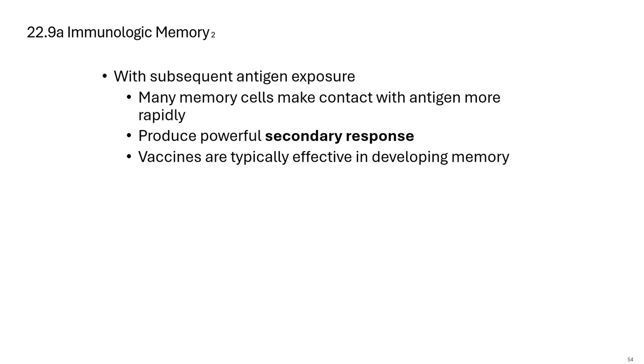So again, with subsequent antigen exposure, the memory cells make more contact with the antigen and produce more antibodies. The secondary response is typically greater, and vaccines are effective in developing that memory. We'll talk about vaccines here in just a little bit. And so with our different types of responses, we'll have a primary response and a secondary response. In the secondary, typically the pathogen may be eliminated before we even notice, because of that very quick, drastic, and significant rise in antibody levels.